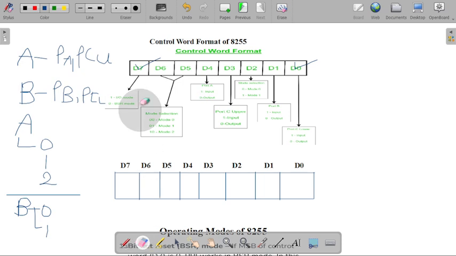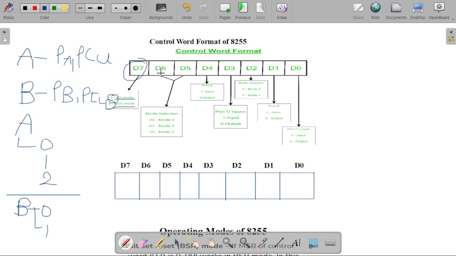In this diagram, you can see there are a total of 8 bits, and the D7 bit indicates that there are two modes of operation, input output mode and bit set reset mode. If our control word format is operated in input output mode, then we write 1 here. And if it is operated in BSR mode, then we write 0.